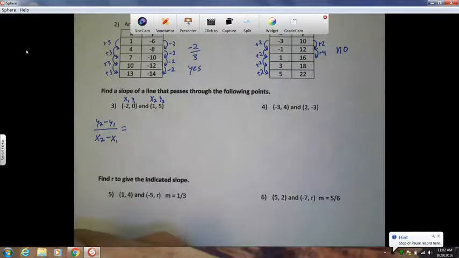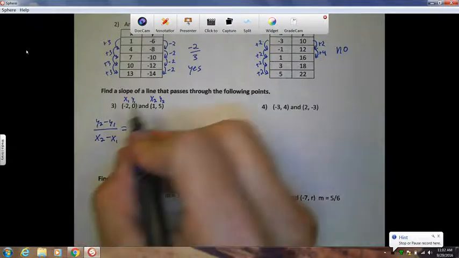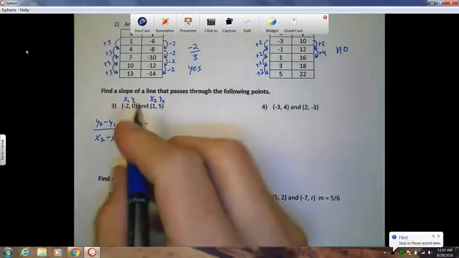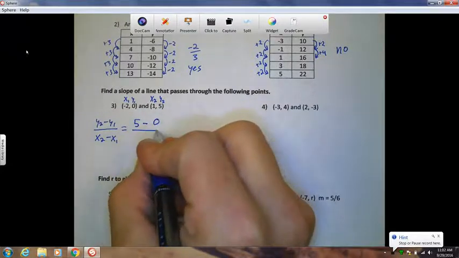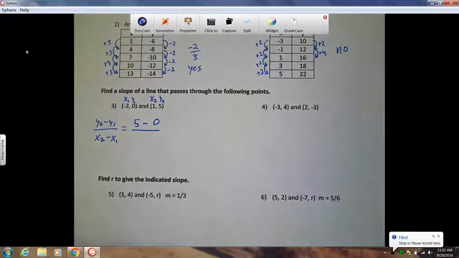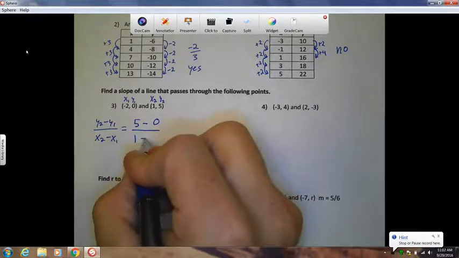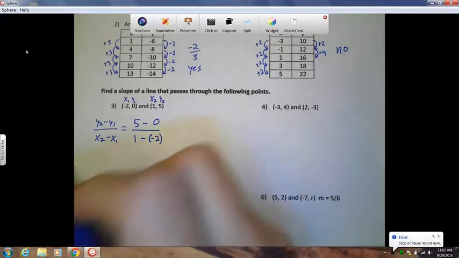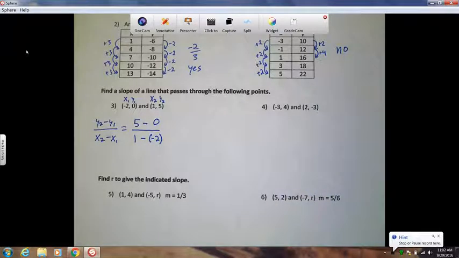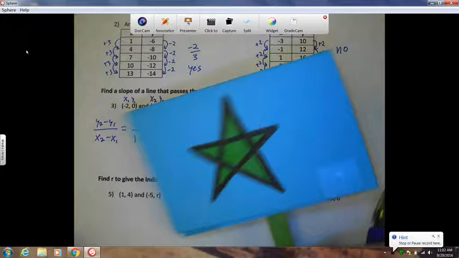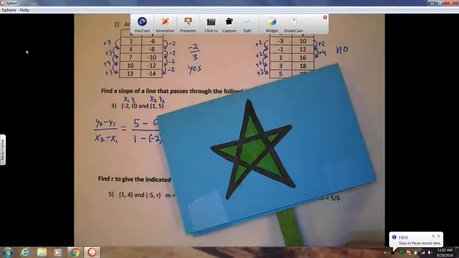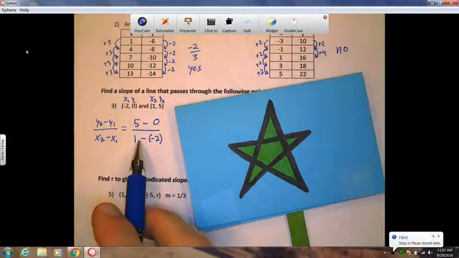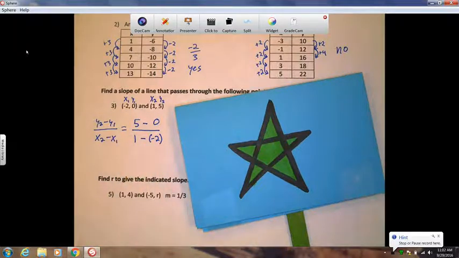Now I substitute in values. y2 is 5, y1 is 0, x2 is 1, x1 is negative 2. Really make sure to pay attention to this part right here. It's minus every time, even if it's still a negative 2. Now it's minus a negative 2. Make sure you remember that.